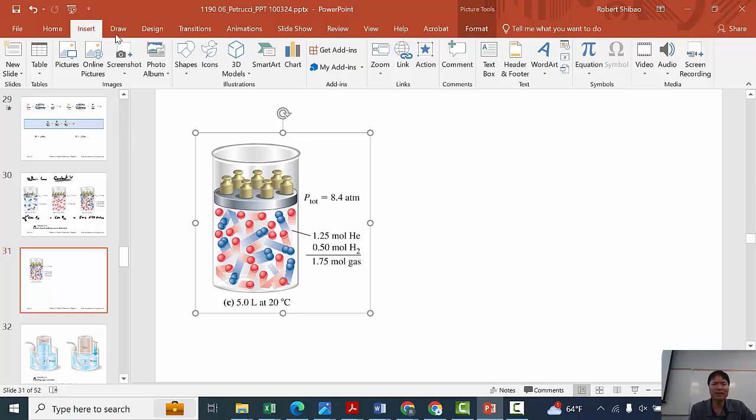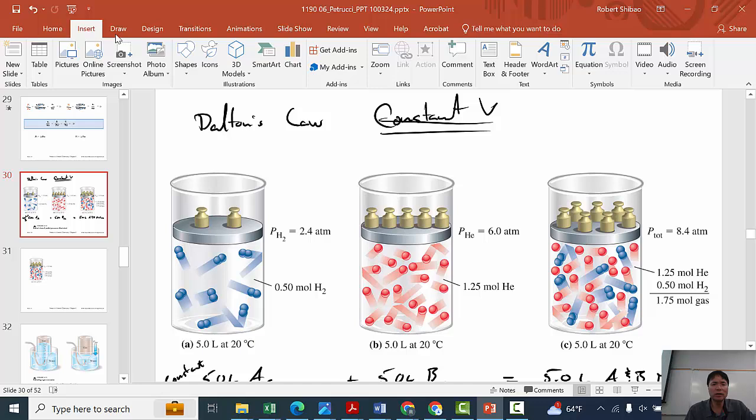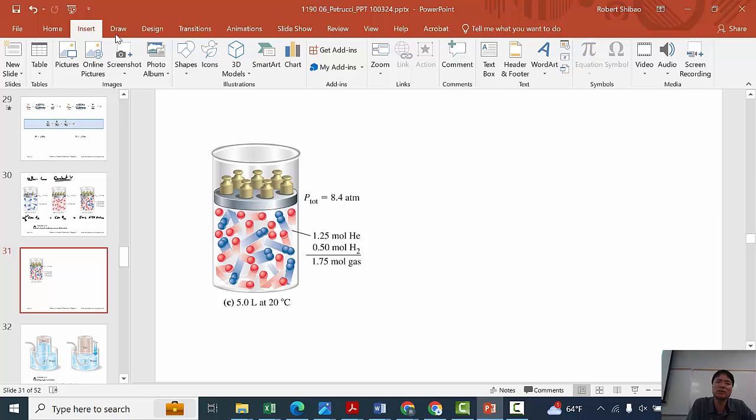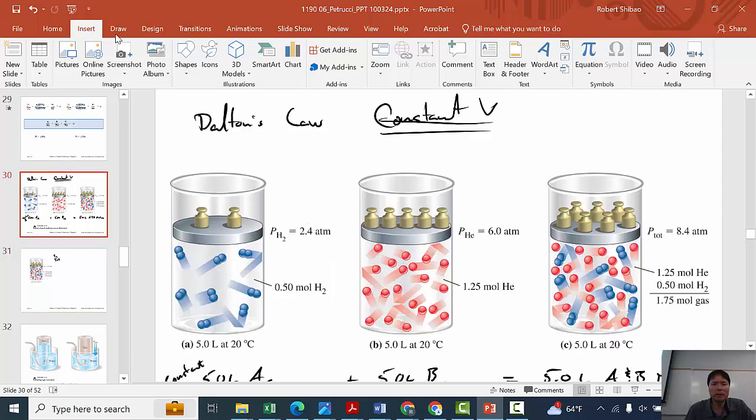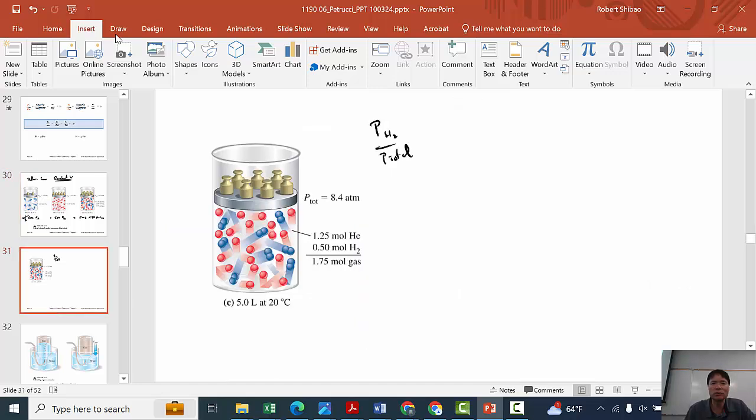So this is 5 liters. What I'm going to do is calculate the mole fraction of these. Or I could calculate the pressure fraction, because the mole fraction and the pressure fraction are the same. So let's calculate the pressure fraction of hydrogen. It's going to be 2.4 atmospheres worth of hydrogen over 8.4 atmospheres total. So that's 2.4 out of 8.4 total. That's the pressure fraction.